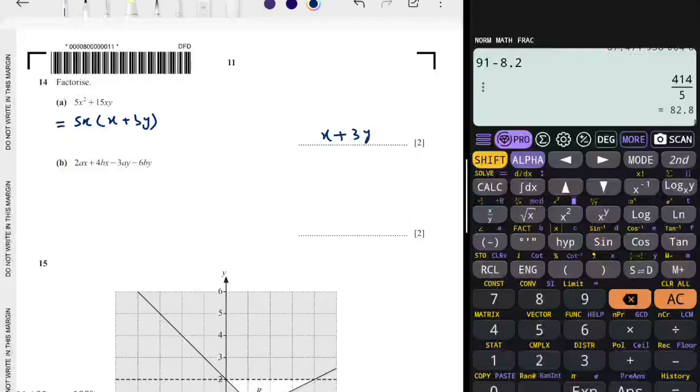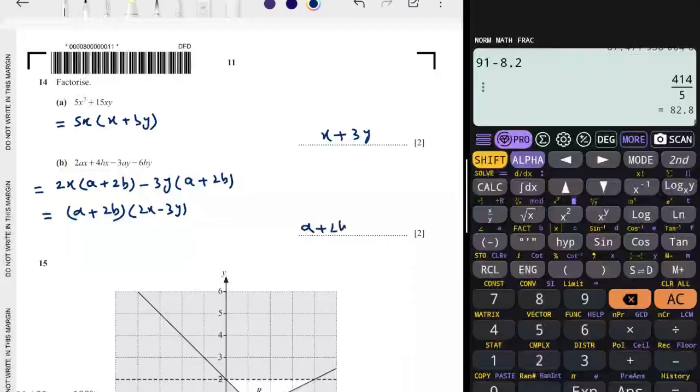B part, factorization by grouping. We can take 2x as common. It would be a plus 2b, and here minus 3y is common. A plus 2b. So a plus 2b is common in both. So this would be equal to 2x minus 3y. This would be the final answer. A plus 2b and 2x minus 3y is your final answer.